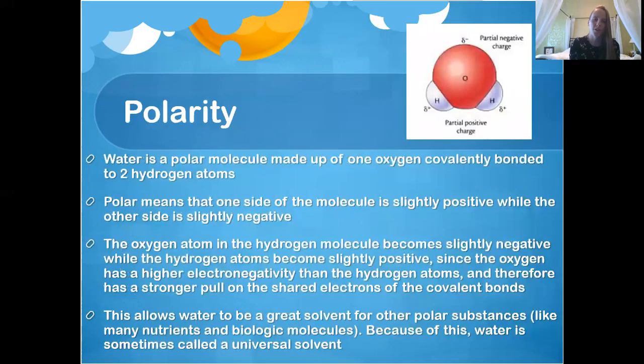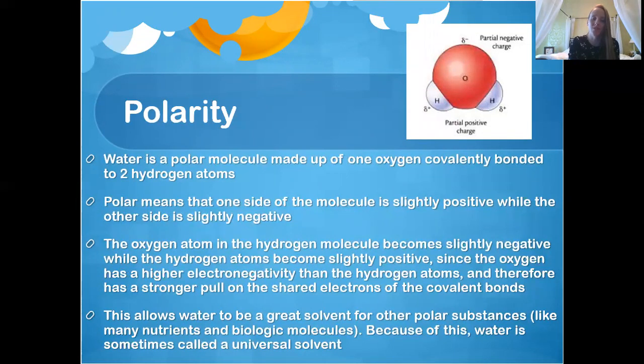And then water being polar, that has to do with the fact that the oxygen atom is going to be slightly negative. The two hydrogen atoms are going to be slightly positive, and that is because of the unequal sharing of electrons that takes place in the covalent bonds within water molecules. The oxygen atom has a higher electronegativity than the hydrogen atoms. That means that the oxygen atom has a stronger pull on the electrons in the covalent bond. So those electrons spend more time with the oxygen than with the hydrogen. And so because of that, the oxygen ends up slightly negative, since the electrons are negative, and the hydrogen, which doesn't get as much of the negative electrons, ends up slightly positive.